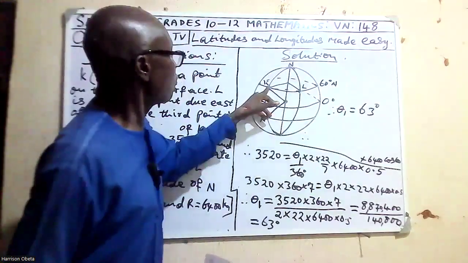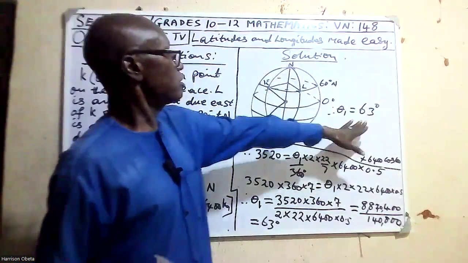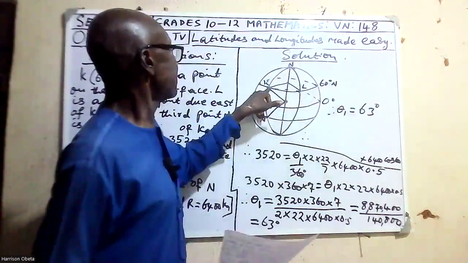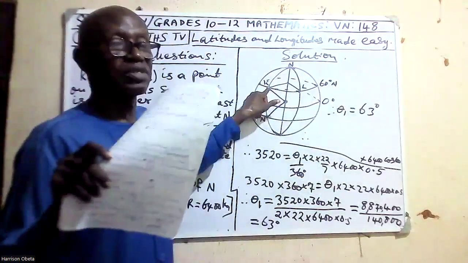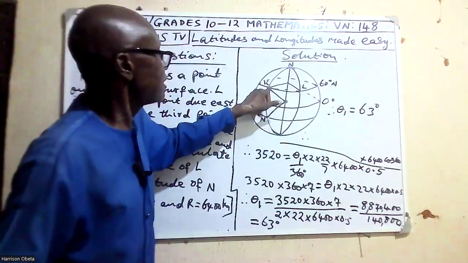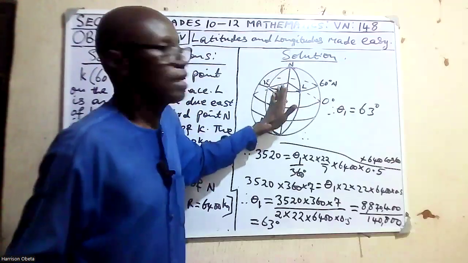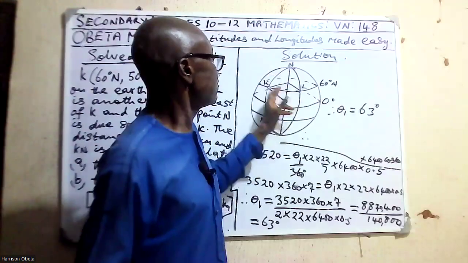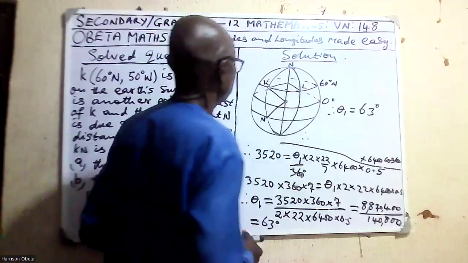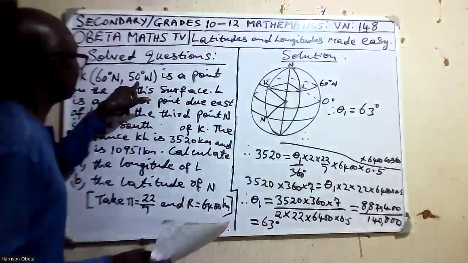Again, if you are moving from K to L, since we have gotten 63, you have to subtract this value from the particular longitude here in order to get the longitude in the other part. If the answer is positive, the longitude is still at the western part. But if it is negative, it has crossed to the eastern part. So let's watch and see. Now, the longitude here is 50 degrees.